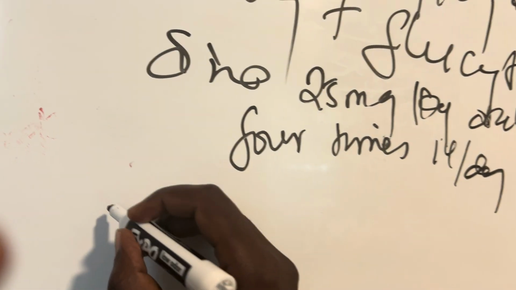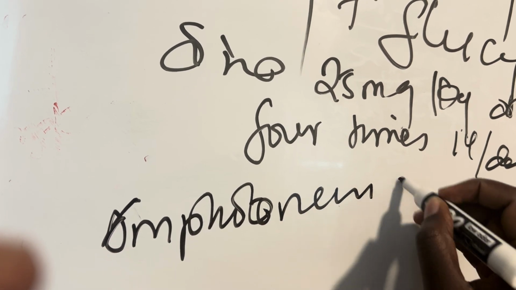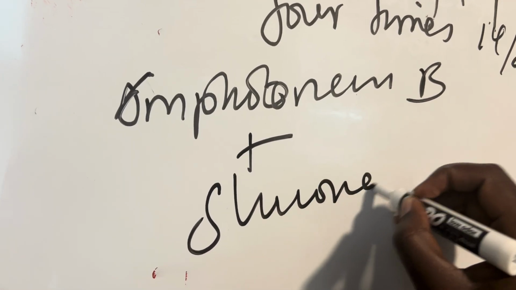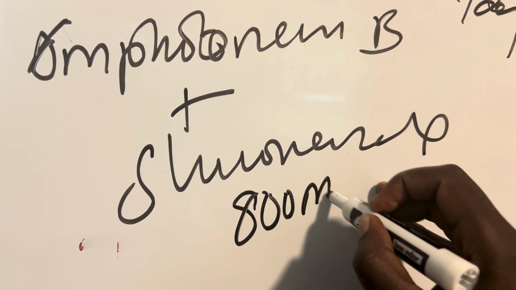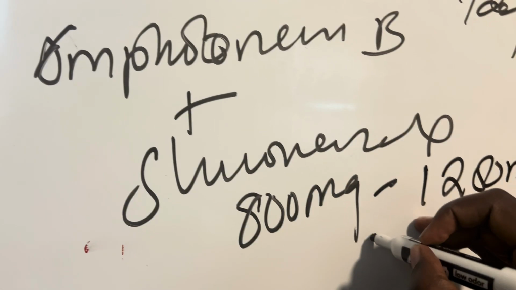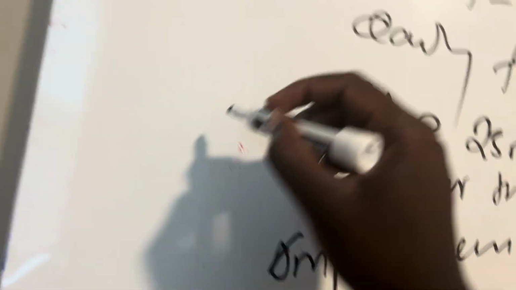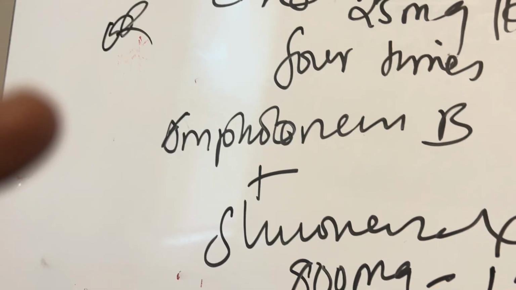Alternatively, I've seen under induction, sometimes they give amphotericin B plus fluconazole. They can give between 800 milligram to 1,200 milligram. So for 14 days. This combination or this, but this one is the most effective.